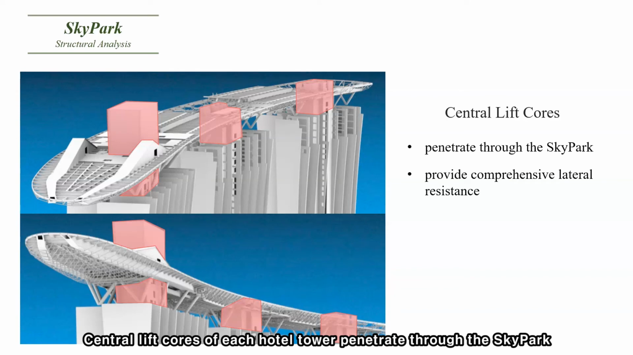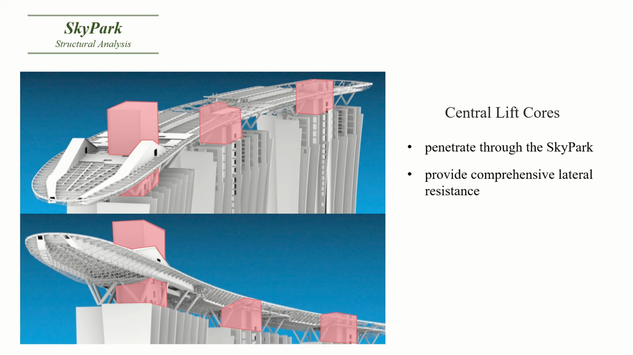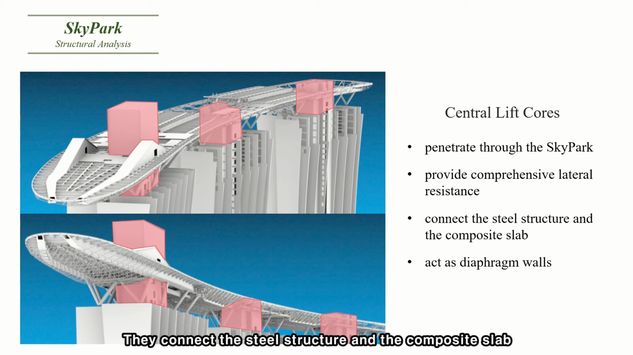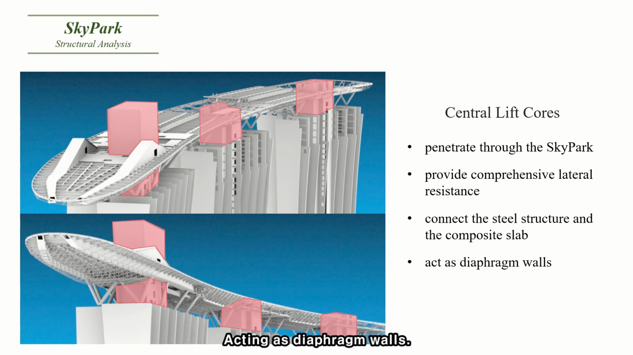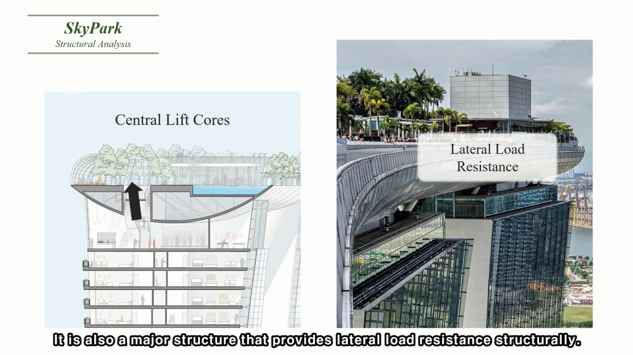Central lift cores. The central lift cores of each hotel tower penetrate through the Skypark to provide comprehensive lateral resistance. They connect the steel structure and the composite slab, acting as diaphragm walls. You can also use them to go up to the Skypark from the hotel. They are also a major structure that provides lateral load resistance.